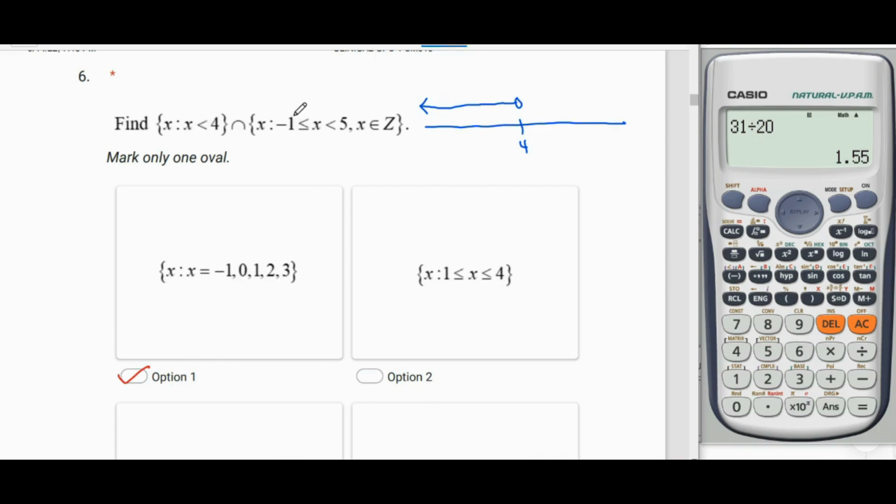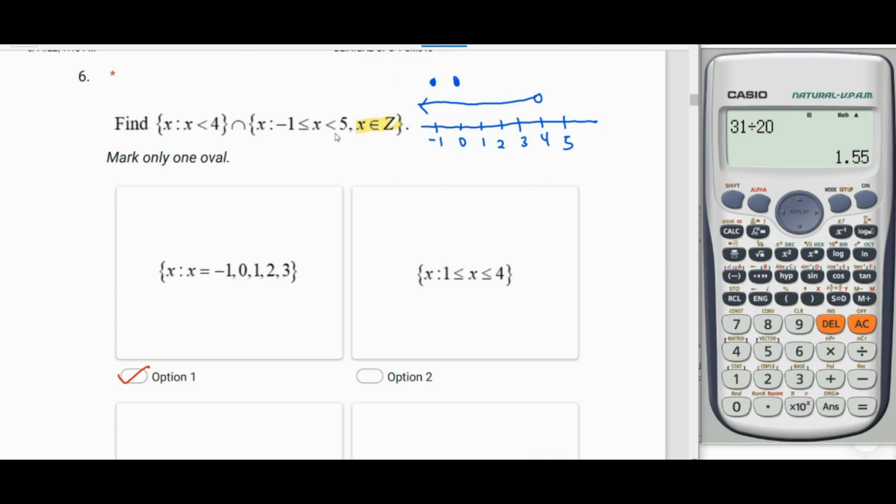So the next interval will be -1 until 5, and then you have to be careful here. Our value of x here is integers. So again, integers is nombor bulat. So it will not involving any decimal. So from -1, 0, 1, 2, 3, 4, and 5. So just now, less than 4. So for this interval, -1 included. Nombor bulat, integers, -1 included.